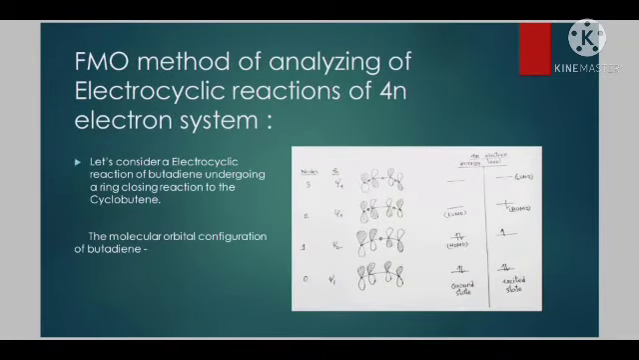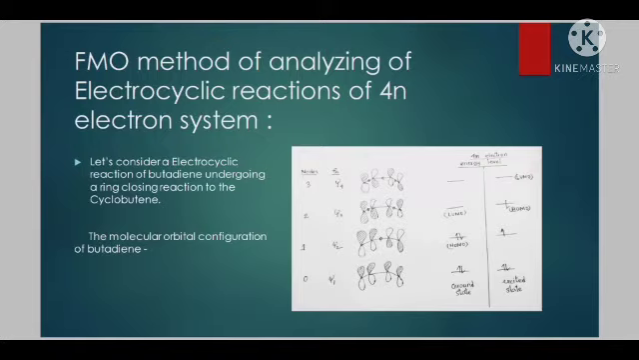So today we are doing the frontier molecular orbital methodology of analyzing electrocyclic reactions of a 4 electron system. Let's consider the electrocyclic reaction of butadiene undergoing a ring closing reaction to cyclobutene. Now there are 4 pi electrons. So the molecular orbital configuration of butadiene is as follows in this image.